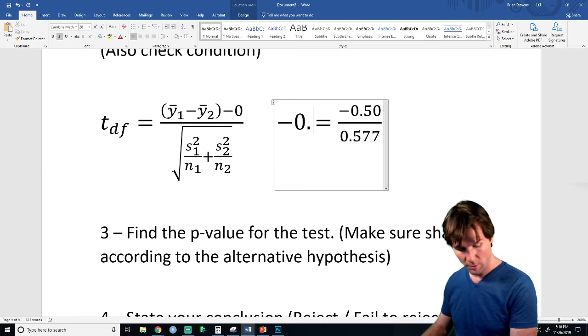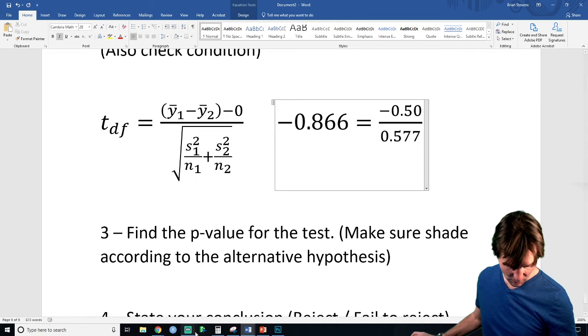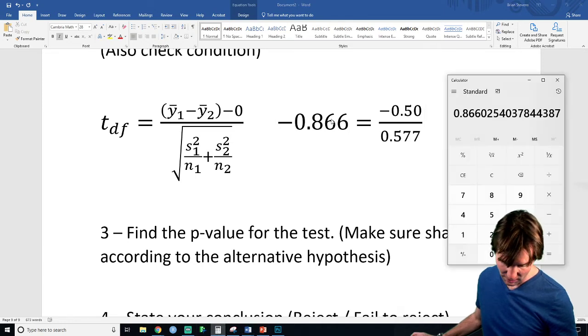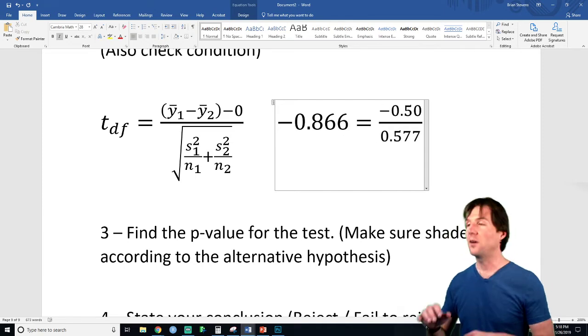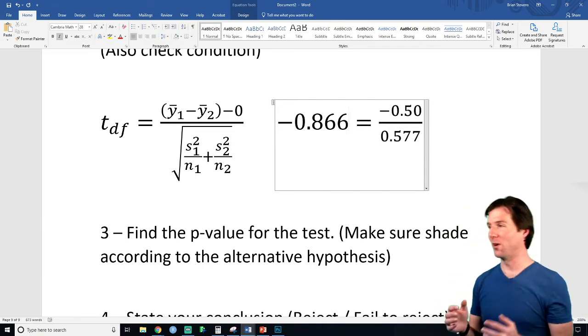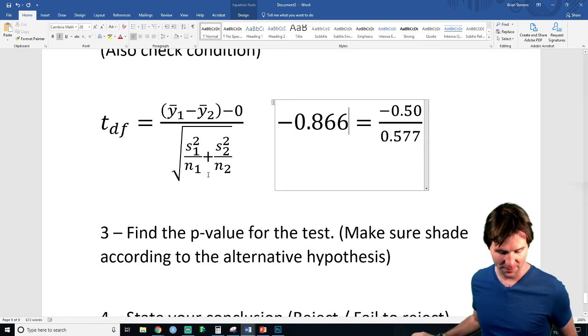Negative 0.866. And was it rounded up or rounded down? Because I was so close. Hey, it's 0.87, it is. Yeah, if you round it, wow, just look at that. If you round it up, it does that. Okay, so we have our t-score. We are so close. We are so close to being done.